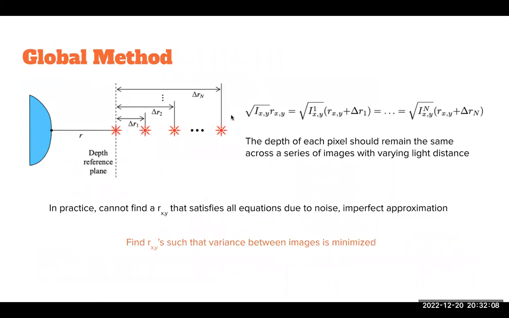To try to generate less noisy depths, we can also consider more than two images and use that to generate an aggregate depth map. Specifically, the depth of a pixel from the closest reference plane should remain the same across all images. So if we can find a depth that satisfies a lot of different images, then we have a pretty good depth estimate for this pixel. In practice, this is not really possible due to noise, so we can instead use a series of images to look for pixel-wise depths that minimize the variance of this pixel's depth across all these images.